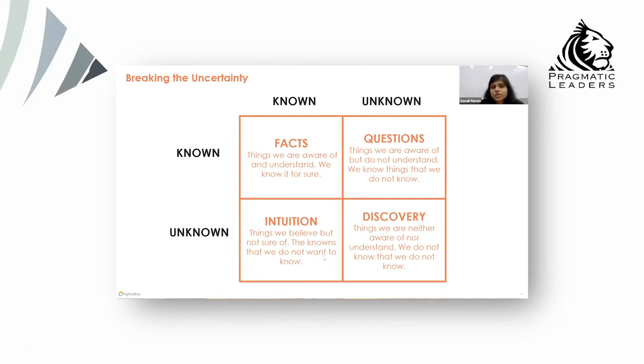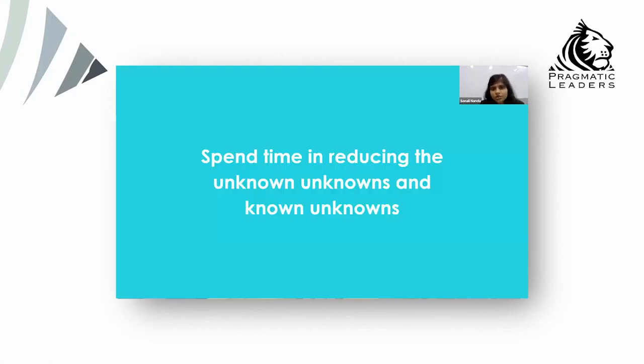So most often we will fall into a trap because we are considering intuition and discovery as facts and questions, right? So the best thing for you, given this framework, is to try to convert as many unknown knowns and unknown unknowns to facts as possible, or at least to a question phase where you know exactly what to ask and to clarify that. That is the most important thing, right? So spend time reducing the unknown unknowns and known unknowns, right?